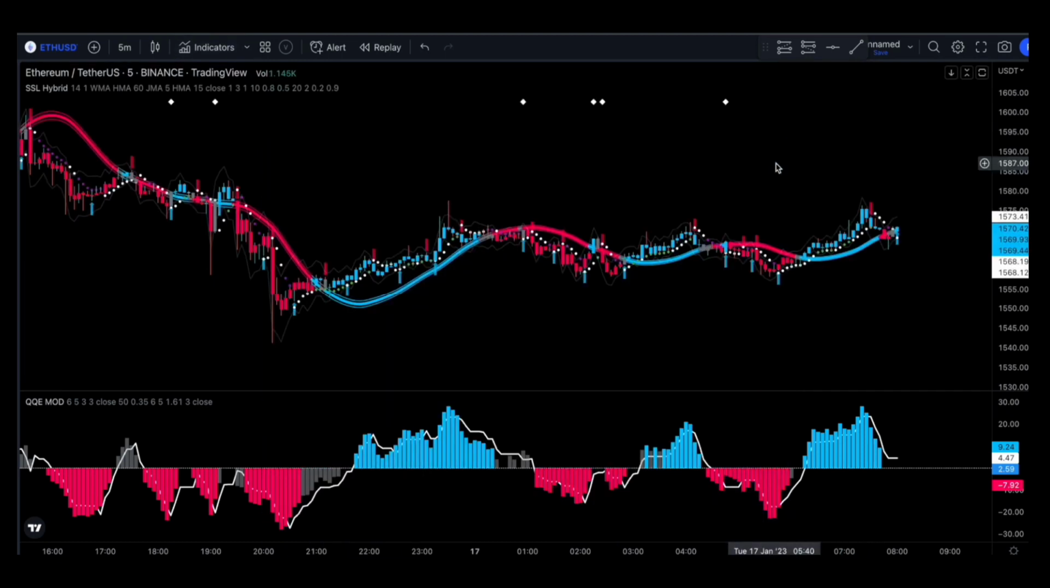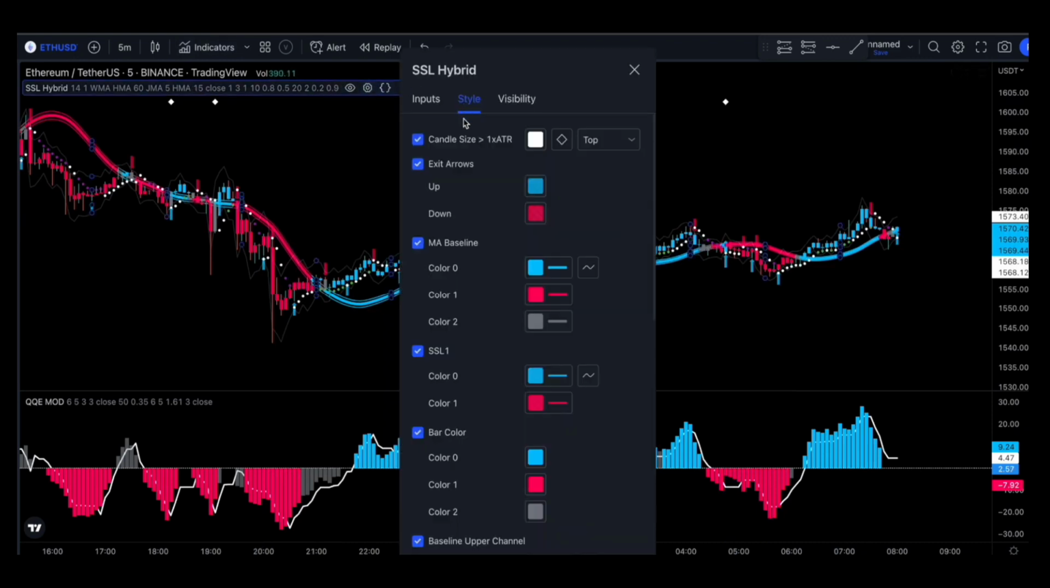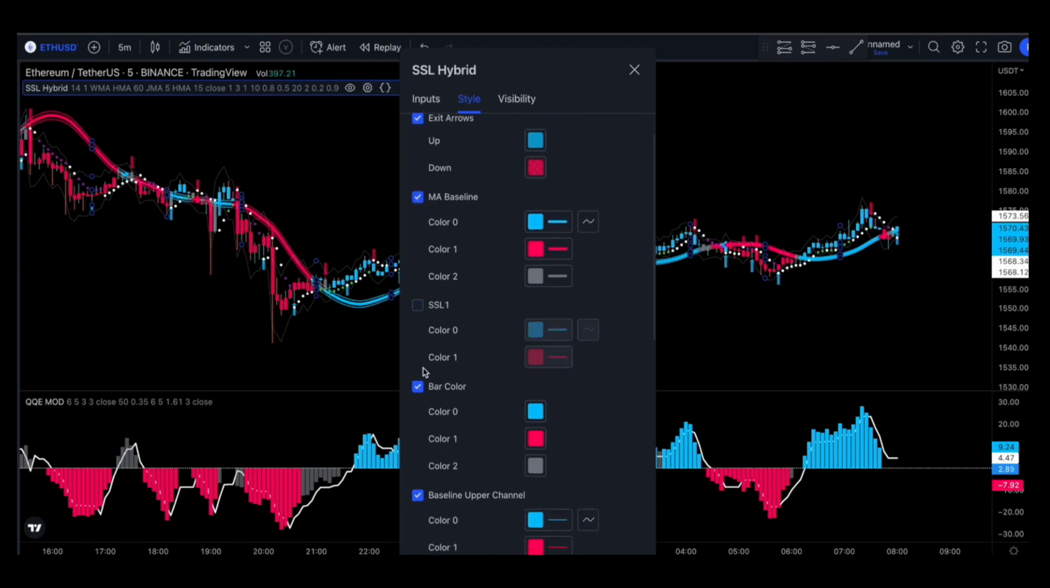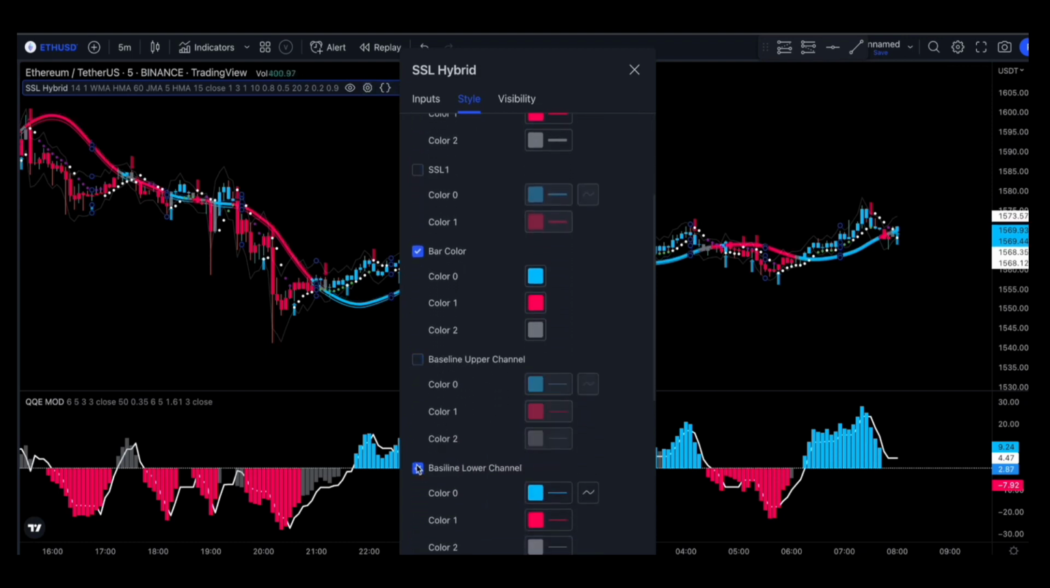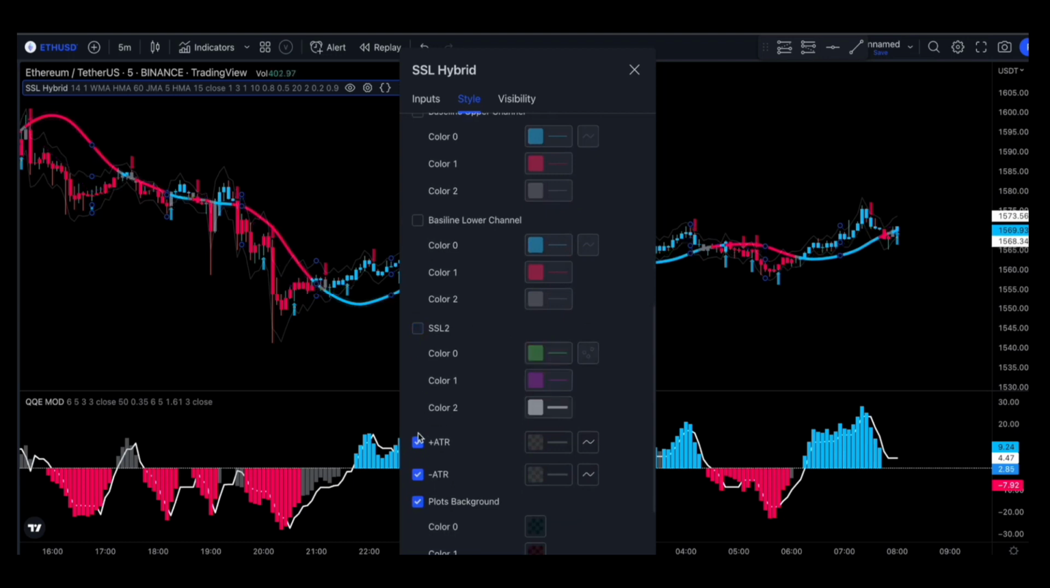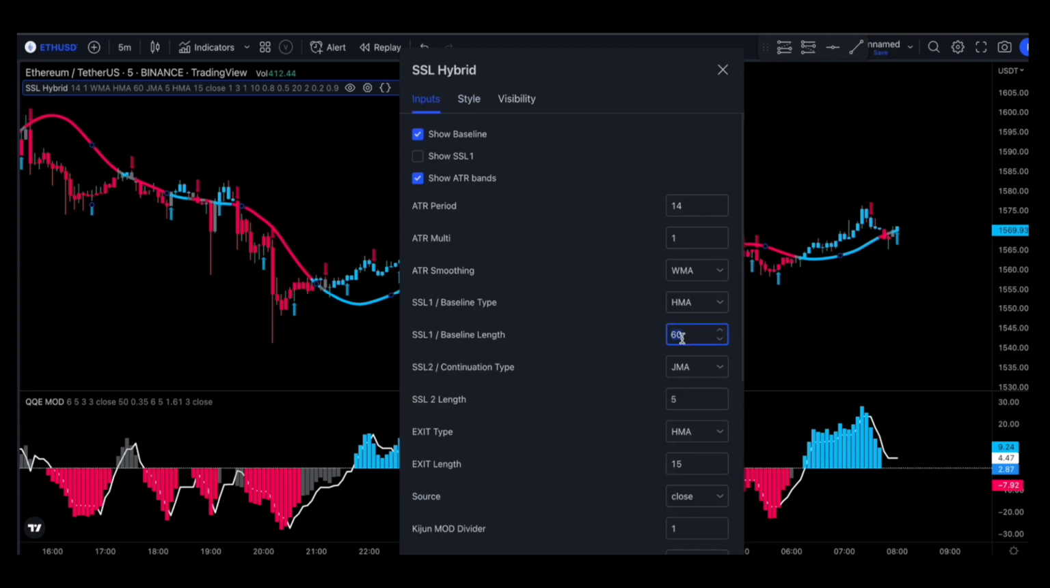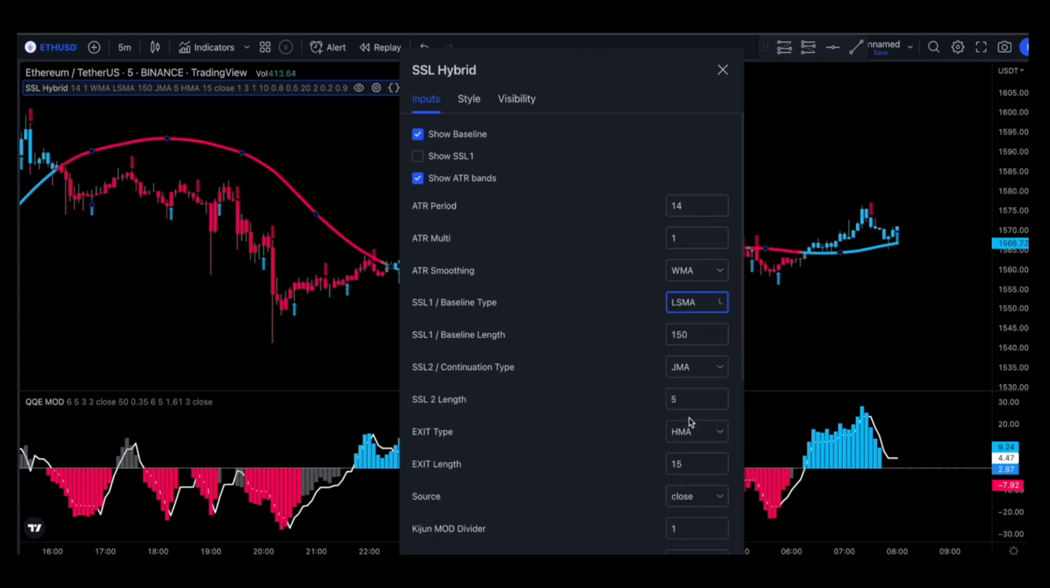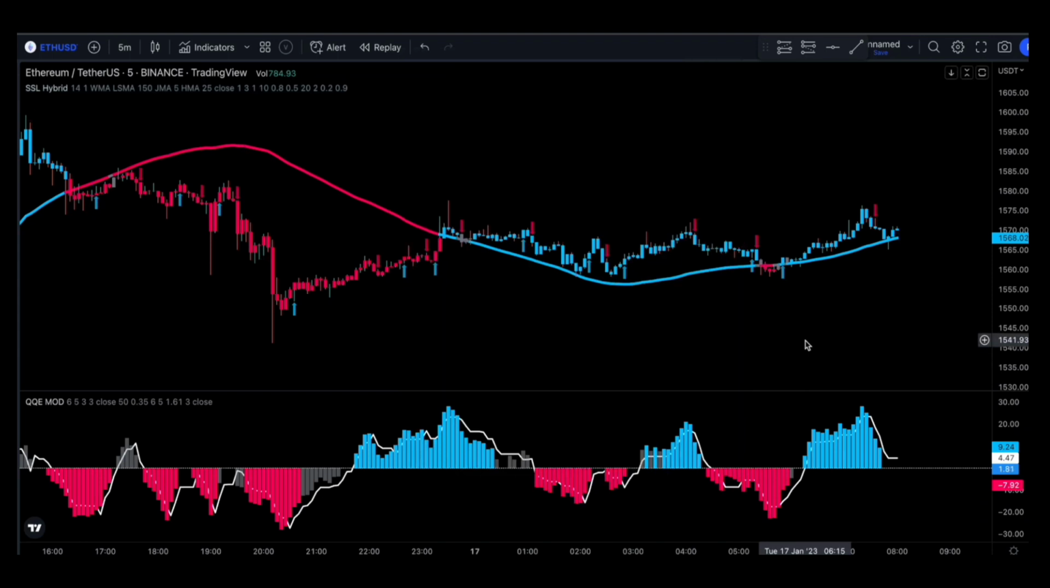Before we explain the main idea behind this script, let's make some adjustments to the settings. In the Styles section, disable everything except for the baseline, exit arrows, and bar color. Then head over to the inputs and set the baseline to 150 and the type to LSMA. Also change the exit arrow length to 25. Once you've finished with the settings, the indicator should look like this.